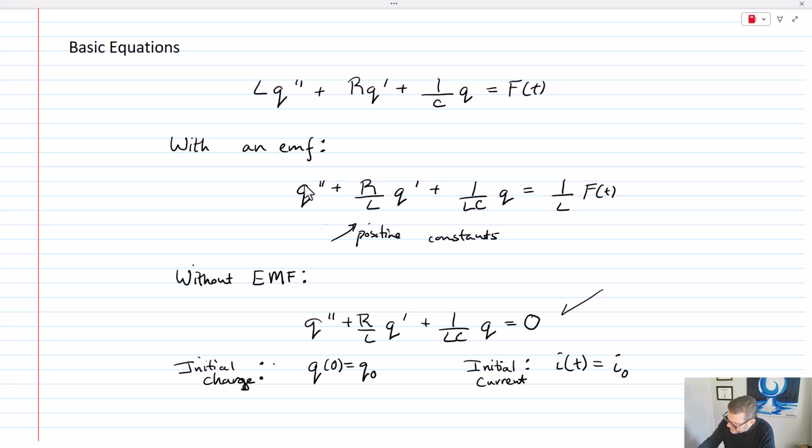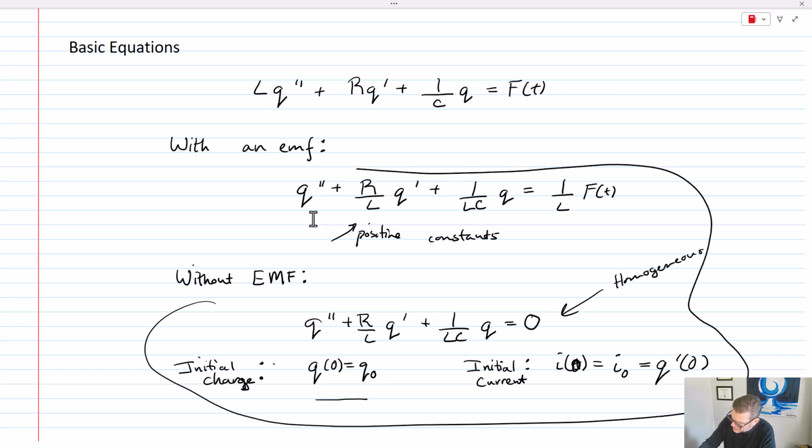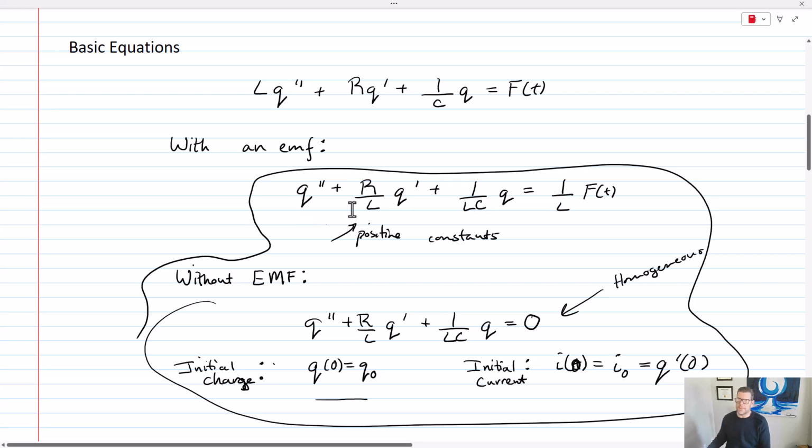Without the EMF, what we get is a homogeneous differential equation. For our purposes, we're going to utilize our methods for solving homogeneous second order differential equations with constant coefficients. We'll have an initial charge, Q of 0 equals Q naught, and then our initial current, Q prime of 0, equals I naught. These equations represent our initial value problem for our circuits.